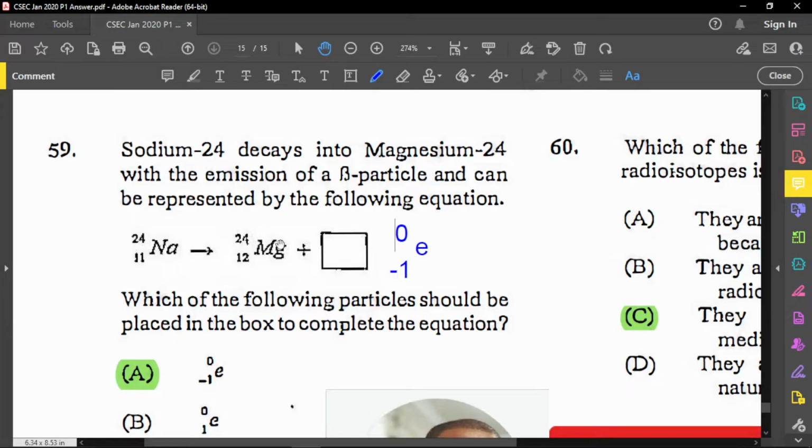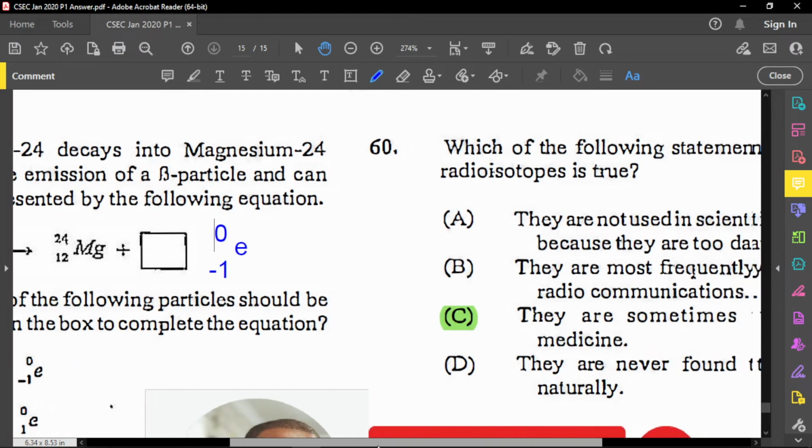On the product side, if there's no change in mass, then the mass of that particle must be 0. The proton number increases by 1, so to get 12 back to 11 you subtract 1 from it. So this number here must be minus 1, because 12 plus minus 1 gives 11. So we know that particle A is the correct particle that should be here. It is a beta particle. Once you know the beta particle, you are good to go.